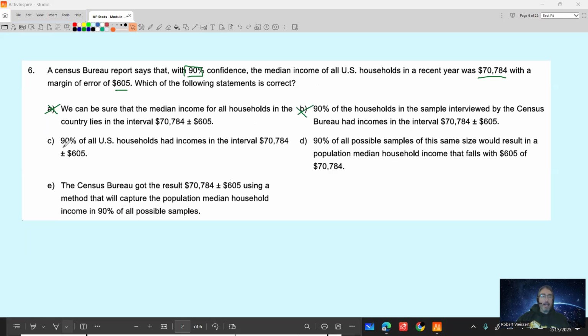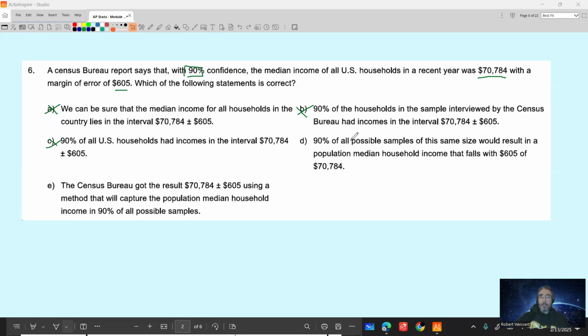Letter C, 90% of all US households had incomes in the interval 70,784 plus or minus 605. Again, that's kind of similar to B. That's not how the percentages work. The confidence level is strictly approximately how many of the intervals we make capture the true mean or median or whatever the parameter we're trying to get is. So C is no good.